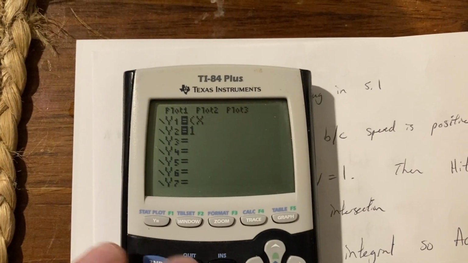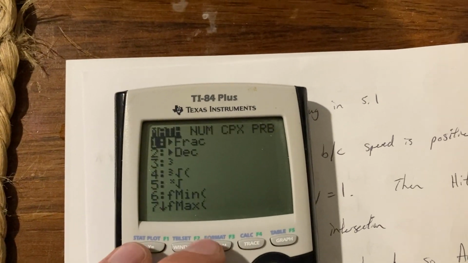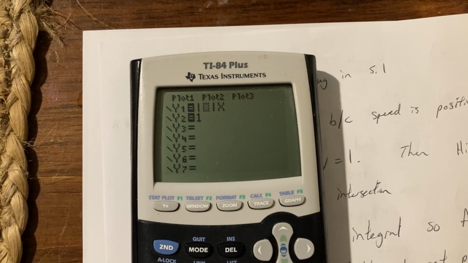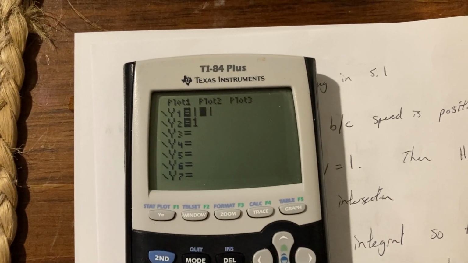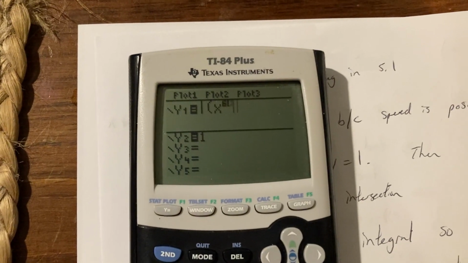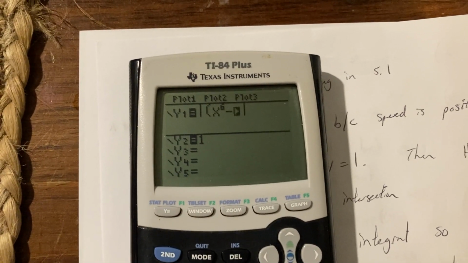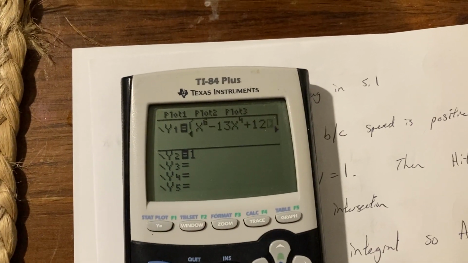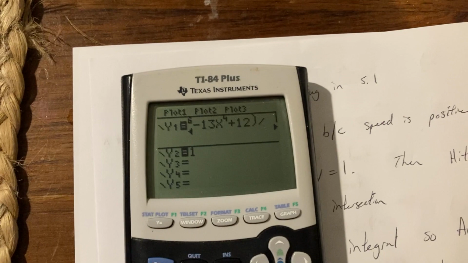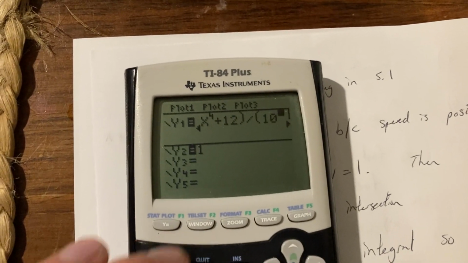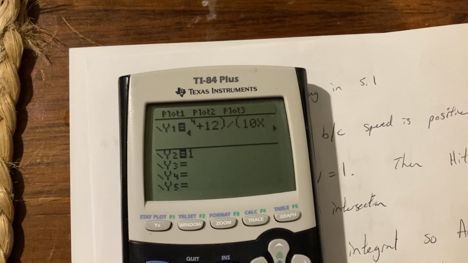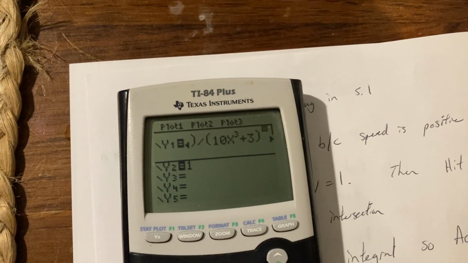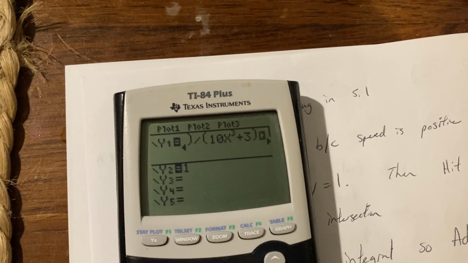So let's make sure we do this one right. And we want absolute value, which is right there. Hit math, scroll over, number 1, absolute value. Okay, here we go. x to the 6th minus 13x to the 4th plus 12, close parentheses, because we're not going to make that mistake again. 10x to the 3rd plus 3, close those parentheses. Okay.